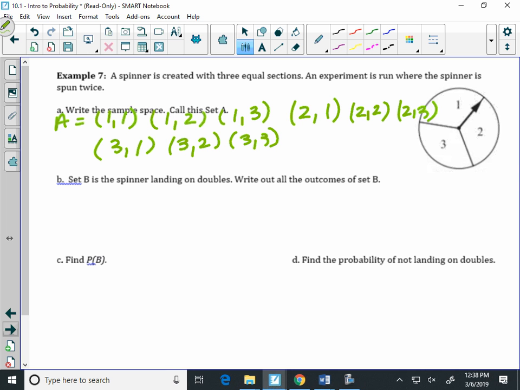I know some of you might be thinking, well, this one has a 1 and a 2, and that one has a 1 and a 2, right? But they're in a different order, so it's a totally different outcome. Yes, they have the same numbers, but in a different order. That's saying getting a 1 on the first spin. This one's saying getting a 2 on the first spin. It's different. So that's the sample space. That is all the possible outcomes.